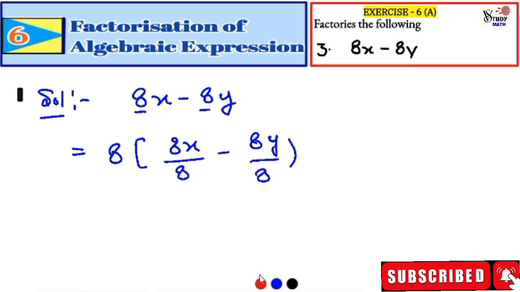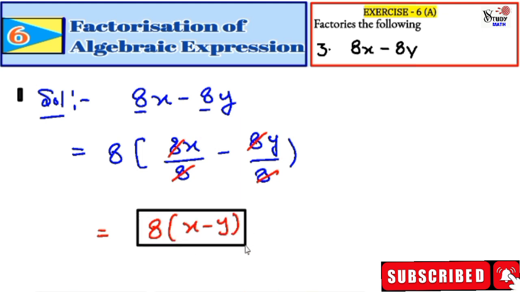My dear students, now this 8 cuts this 8 one time, and this 8 and this 8 cut one time. Now what we have remaining, we have 8x minus y, and this is the final answer of this problem. I hope you understand this question very well, my dear students. This is the final answer. Now move to the next question.